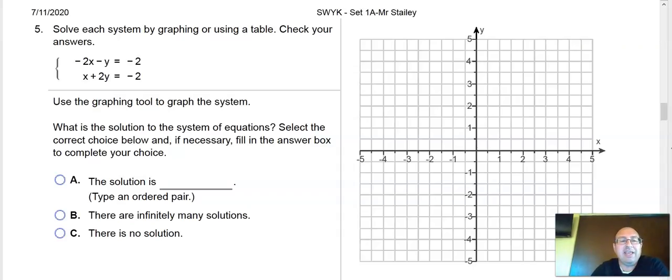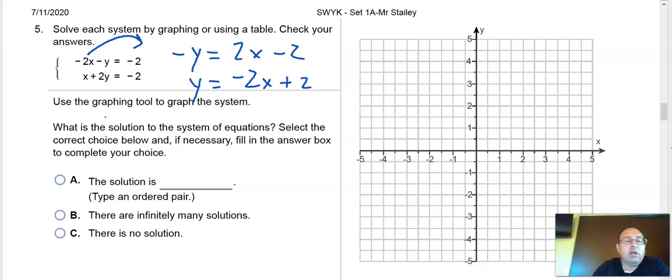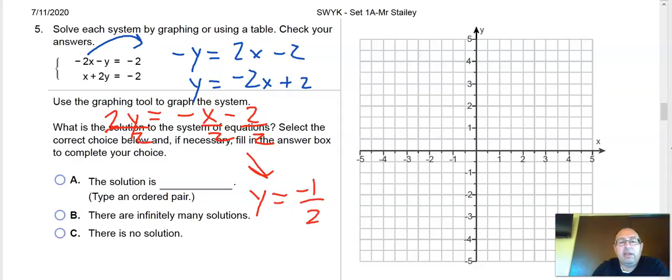I'm not going to use a table. I'm going to graph it. So we're going to solve these things for y. Negative y equals 2x minus 2. So y equals negative 2x plus 2. And then, of course, my other one, 2y equals negative x minus 2. And if I divide everything by 2 there, this one becomes y equals, now watch that, negative x over 2 is the same thing as negative 1/2 x. And then, of course, 2 over 2, in this case with the negative, would be negative 1.